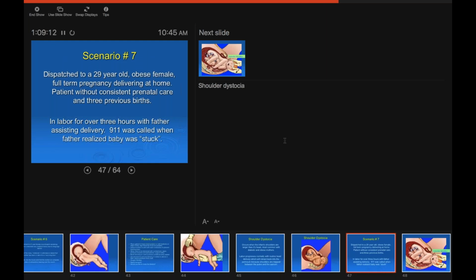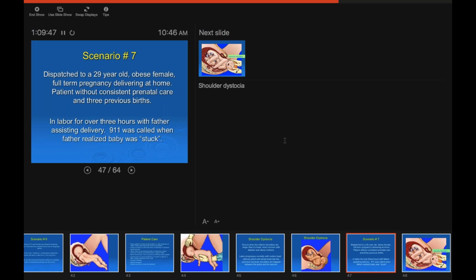So scenario number 7 for the Sherlock crew is a dispatch to a 29-year-old obese female, full-term pregnancy, delivering at home. The patient has had no consistent prenatal care and 3 previous births. She has been in labor for over 3 hours with the father assisting delivery. 911 was called when the father realized the baby's head was stuck. What are we going to do? Possibly call for a lift assist too, if you're not sure your crew can handle it. Okay, so you call for a lift assist. We got to treat the patient now, though.